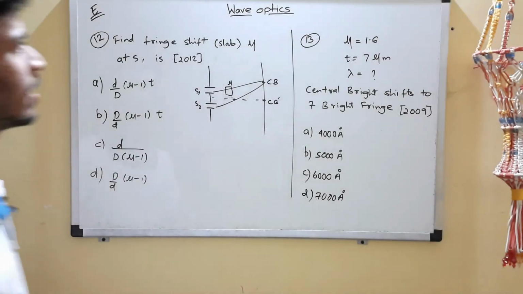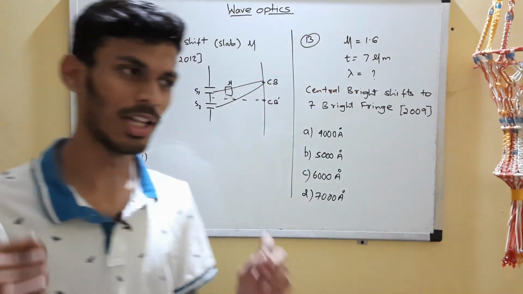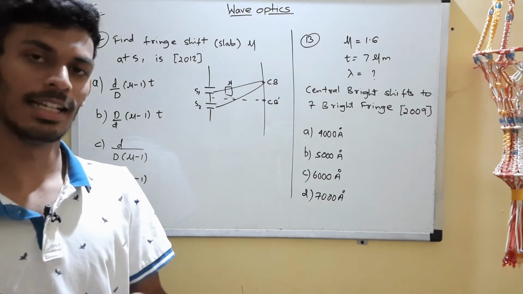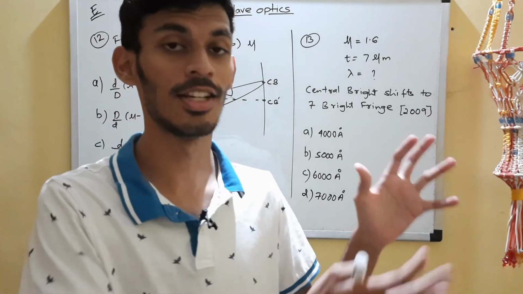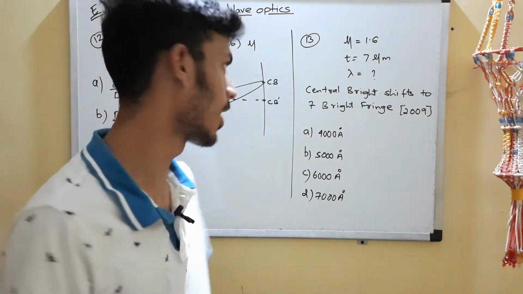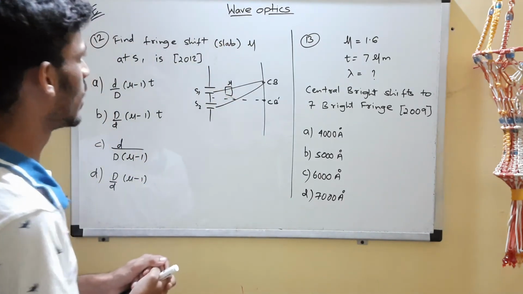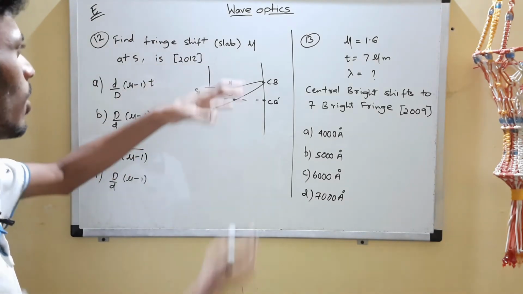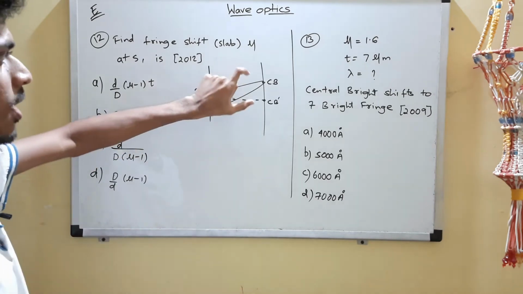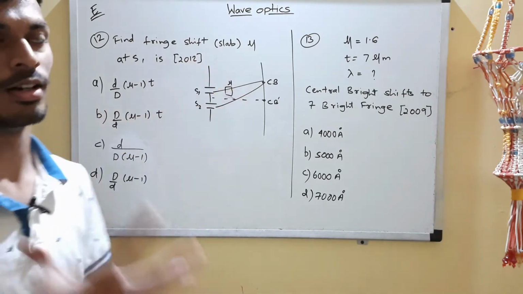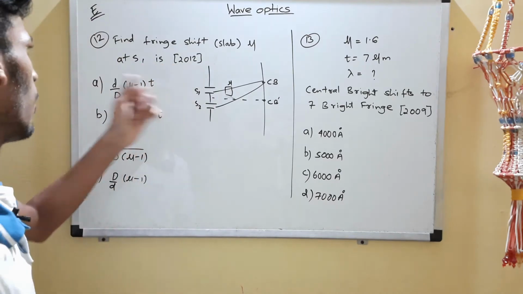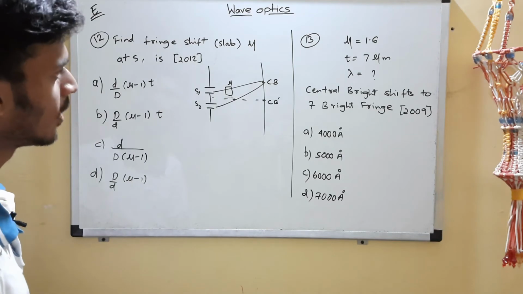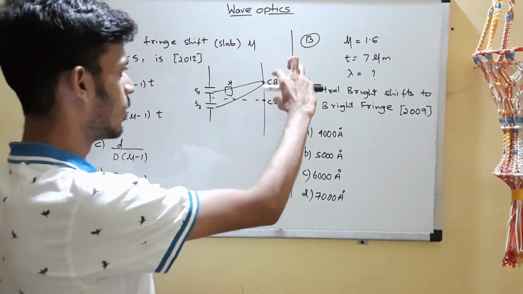Questions 12 and 13 over here are based on an advanced concept wherein you place a glass slab at one of the slits in a YDSE experiment, and there is a shift in the positioning of the fringes. Basically you are supposed to tell what will be the shift in the central bright fringe. All the fringes will shift by a certain length when you place a glass slab at one of the slits. Here we place the slab at S1, and you are supposed to tell what will be the shift in the central bright fringe due to the slab.